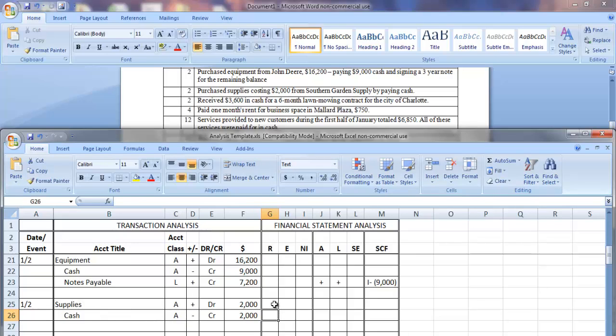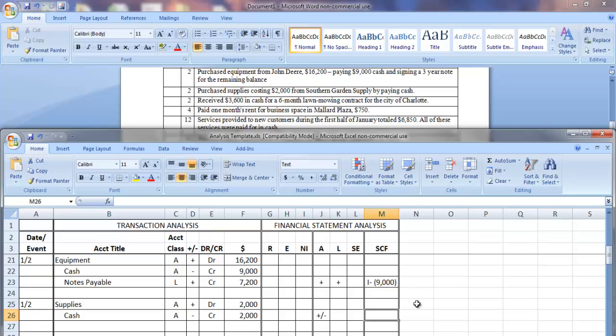Once again, no effect on our income statement. No revenue or expense accounts were involved. Our assets increased by $2,000. They also decreased by the same $2,000. So you can either leave this blank. If you're doing this part, there was a net change of nothing. Or you can do one of these, plus and minus. As long as you keep in mind that in total, the balance sheet still balances.